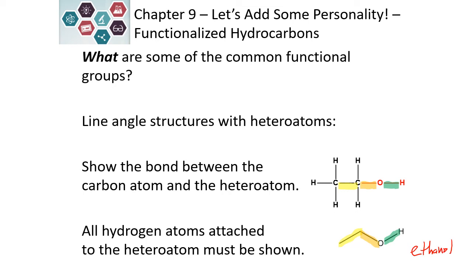2 carbons bonded to an oxygen and a hydrogen. And so this is how we would draw the line angle for ethanol. 2 carbons, we have a bond to our oxygen and a bond to our hydrogen.